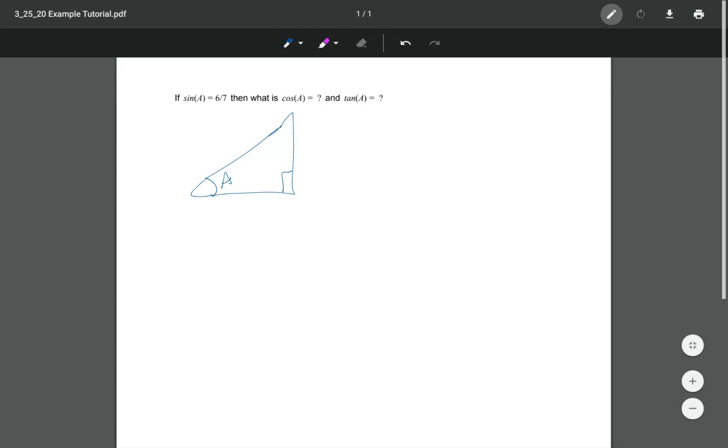Right away, certain things I know about this. The side across from my reference angle would be my opposite side, which you can label as such. The side length across from your 90-degree angle is always your longest side, or your hypotenuse. And the last side, which touches your reference angle but is not the hypotenuse, would be your adjacent side.